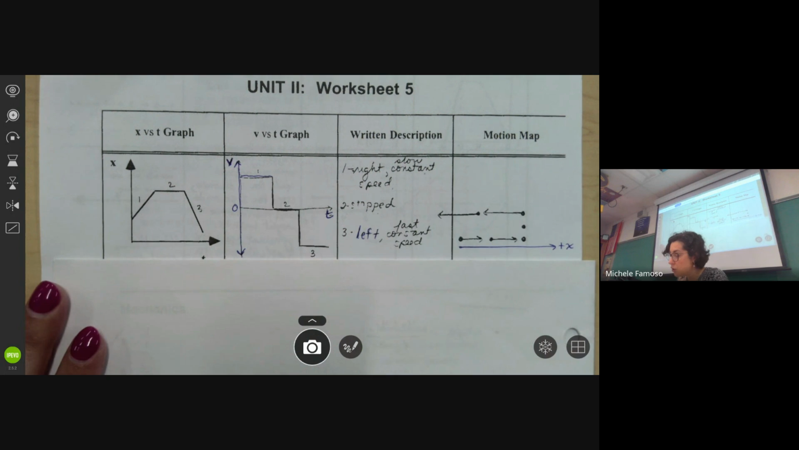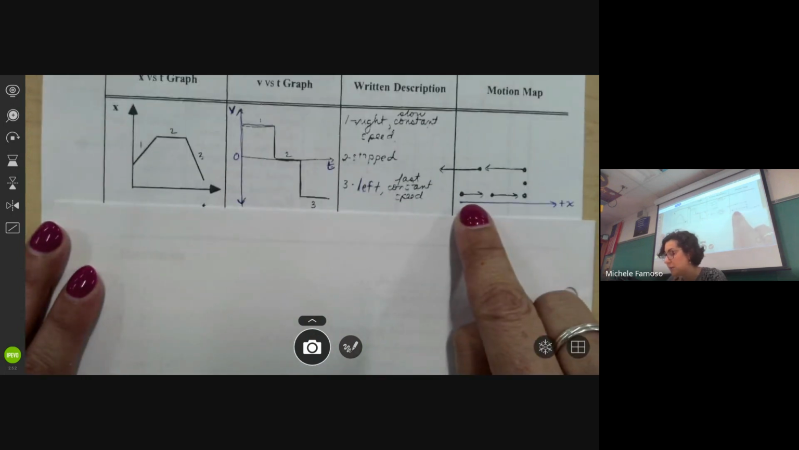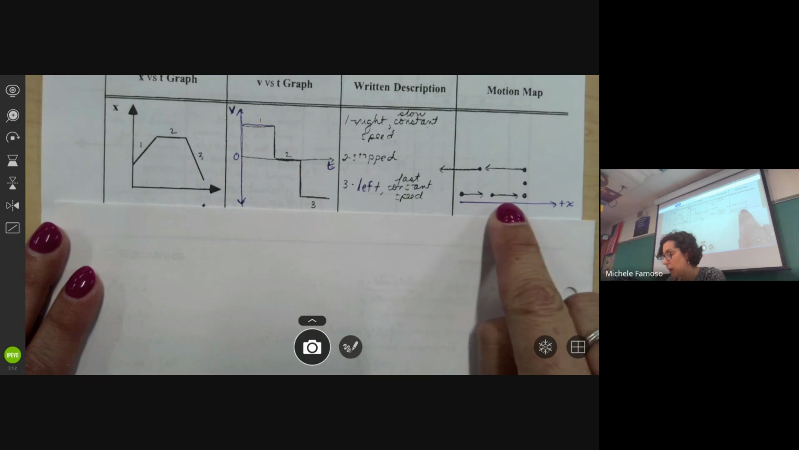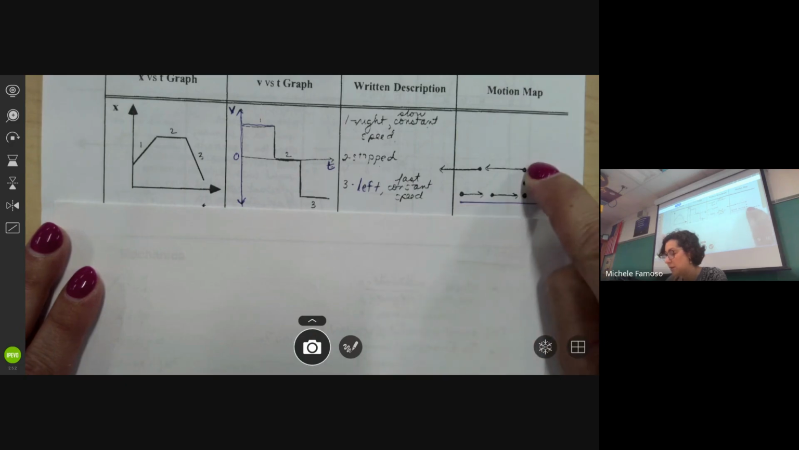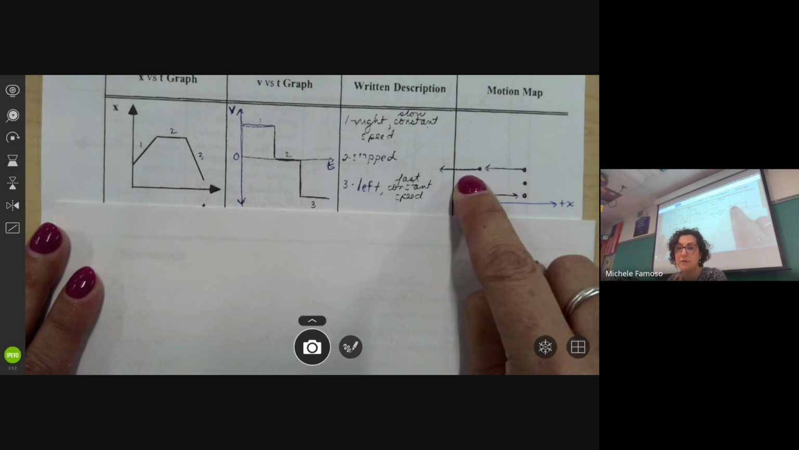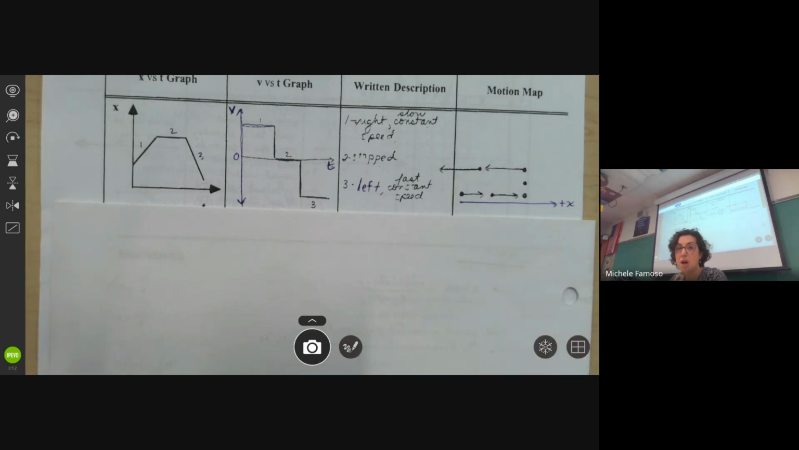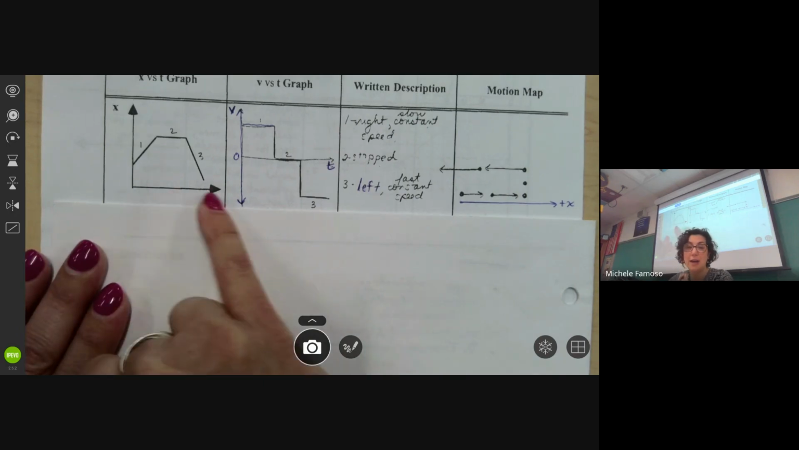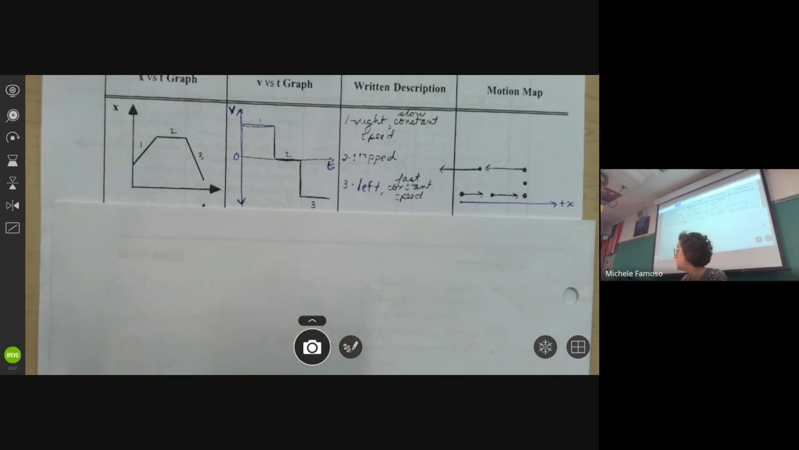Now, if I were to make a motion map, it would look something like this, with an object traveling to the right, arrows the same length, then it stops, and then arrows to the left that are longer. The number of them doesn't matter. The number of dots doesn't matter. You can't tell because we don't have actual time values on the time axis to tell us how many dots to put on that motion map.